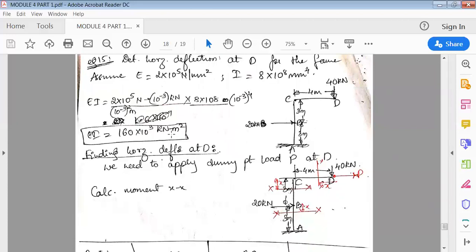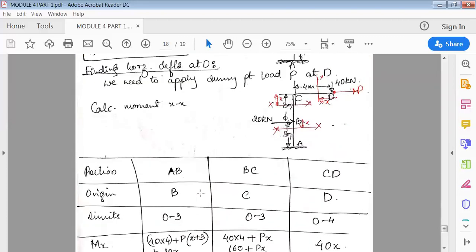Okay, so they have asked us to find only the horizontal deflection at D. To find the horizontal deflection at D, at D there is a vertical load acting, but there is no horizontal force acting. So because there is no horizontal force acting, apply a dummy load at D, which is nothing but P. Then calculate the moment about X.